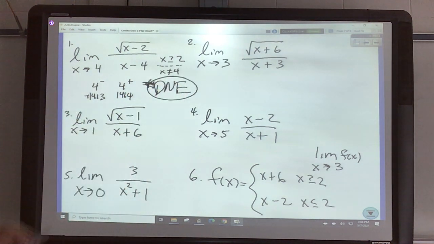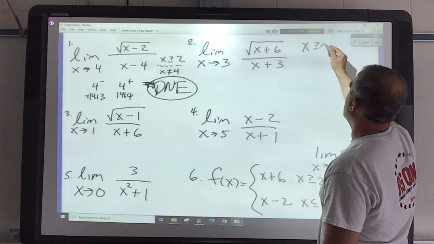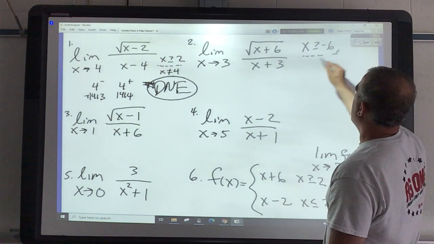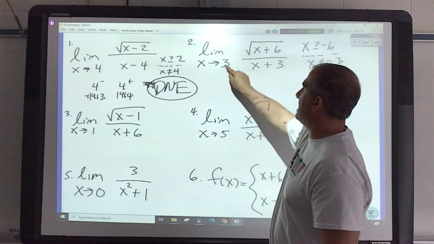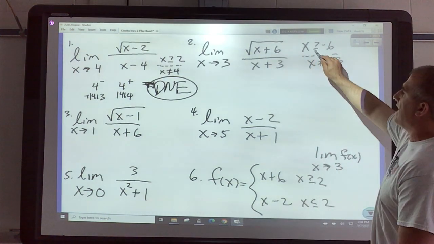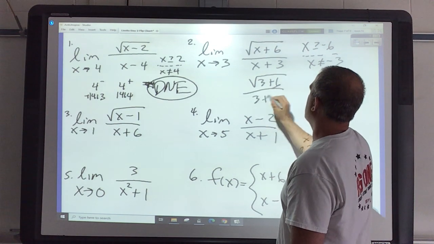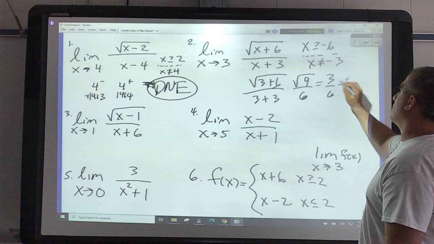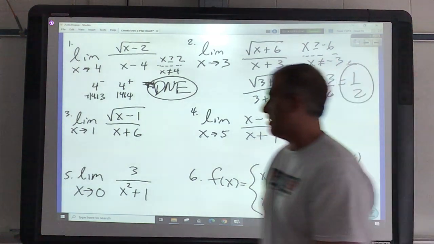Okay, now let's look at this one. I got a possibility of an issue at my domain has got to be x is greater than negative 6. Okay, but I can't have a number equaling negative 3. Now, once again, this isn't an issue here, and it's well inside the domain here, so I can just evaluate this straight up. Okay, so that's square root of 9 over 6. That's 3 over 6, which is 1/2. That has one because 3 is not part of the discontinuity.